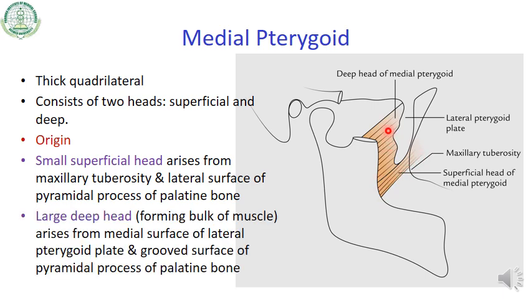Now the large deep head, you can see here, which forms the majority or bulk of the muscle, arises from the medial surface of the lateral pterygoid plate and also the grooved surface of the pyramidal process of the palatine bone. So you can see here the depression between the lateral pterygoid plate and medial pterygoid plate. From that portion, this medial pterygoid deep head is arising.